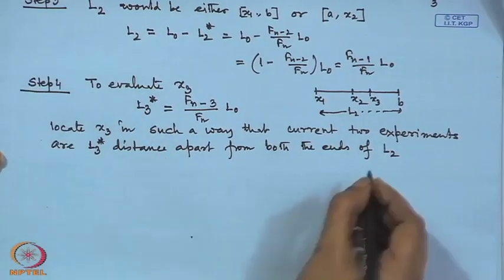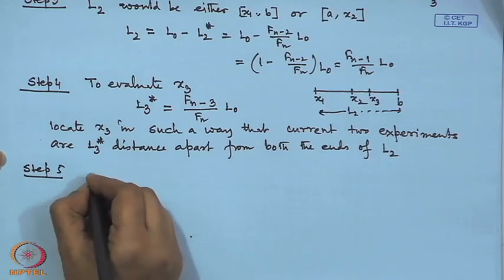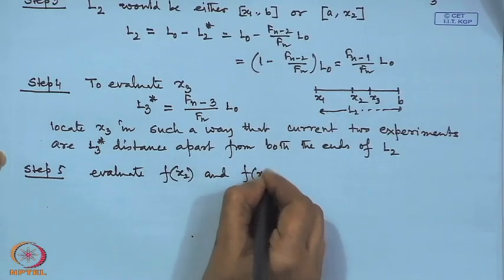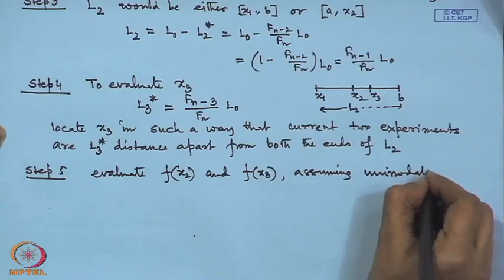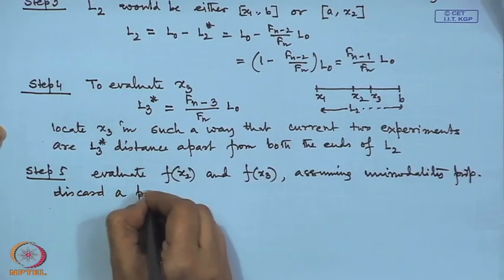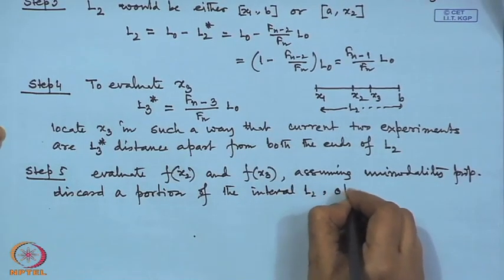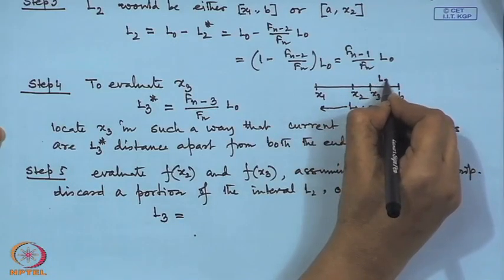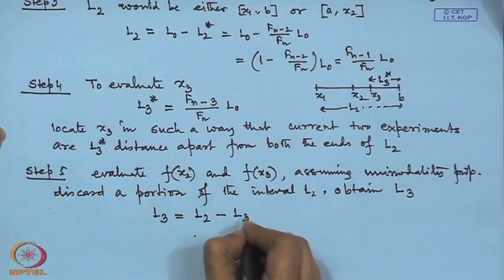And if this is so, then again the same process, we will just repeat the process like previous. We will go to step 5, we will evaluate the functional value at x2 and at x3, and assuming the unimodality property, we will discard a portion of the interval L2, and obtain the new interval of uncertainty L3. And what would be the length of L3? Certainly, since we are discarding, this is L3 star, then the new interval of uncertainty L3 would be equal to L2 minus L3 star.